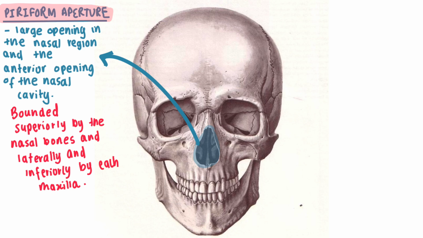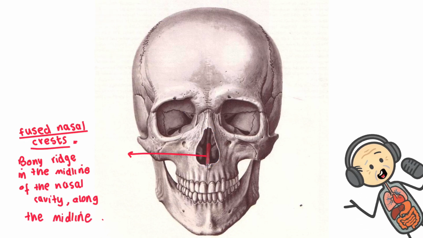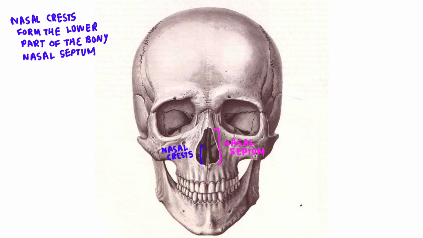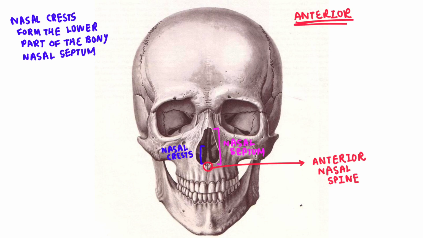Inside this aperture, running down the center, is the nasal crest, a fused bony ridge that contributes to the nasal septum. The nasal septum itself divides the nasal cavity into left and right halves. The nasal crest forms the lower part of this bony septum. Lastly, at the base of the nasal cavity is the anterior nasal spine, a small, pointed projection that provides support to the nasal cartilages.